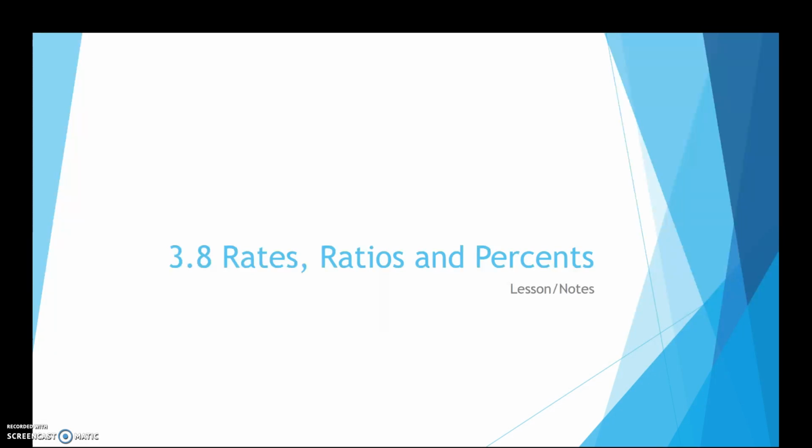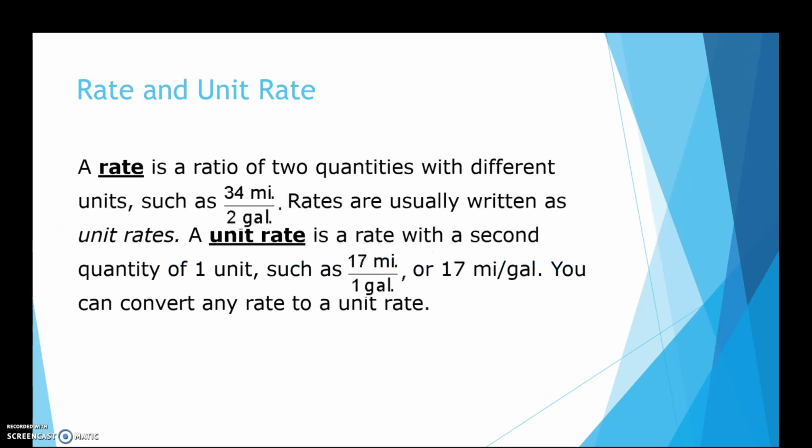Hi students, this section is 3.8, Rates, Ratios, and Percents. The first topic we're going to talk about here are rates and unit rates. A rate is a ratio of two quantities with different units. For instance, you might have 34 miles per 2 gallons.